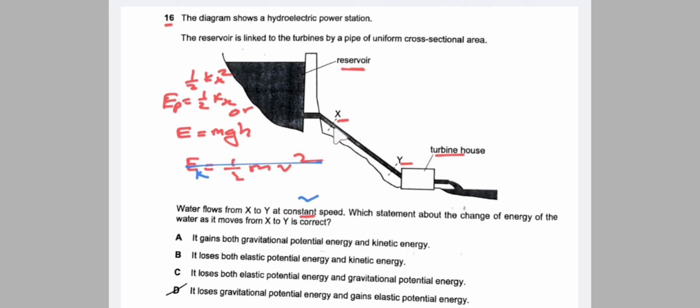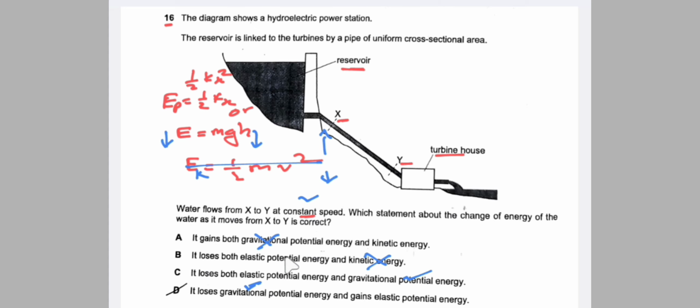So there is no change in kinetic energy. While as we can see that the vertical height from X to Y decreases, so the gravitational potential energy also decreases. So it gains gravitational potential energy. This is wrong. It loses elastic potential energy and kinetic energy. So kinetic energy is constant. Then it loses elastic potential energy and gravitational potential energy. Yes, gravitational potential energy is lost. Then it loses gravitational potential energy and gains elastic potential energy.